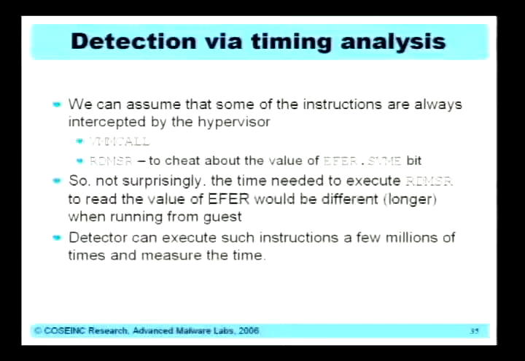So we can assume that some instructions will always be intercepted. One example of such an instruction is read MSR. To enable SVM mode, we need to set bit number 12 to 1. If we didn't intercept read MSR for the EFER register, then it would be trivial for the guest to notice that this bit is set to 1, which is suspicious, right? So we can always assume that read MSR is intercepted. Not surprisingly, the time needed to execute read MSR inside a VM is more than on a native operating system.